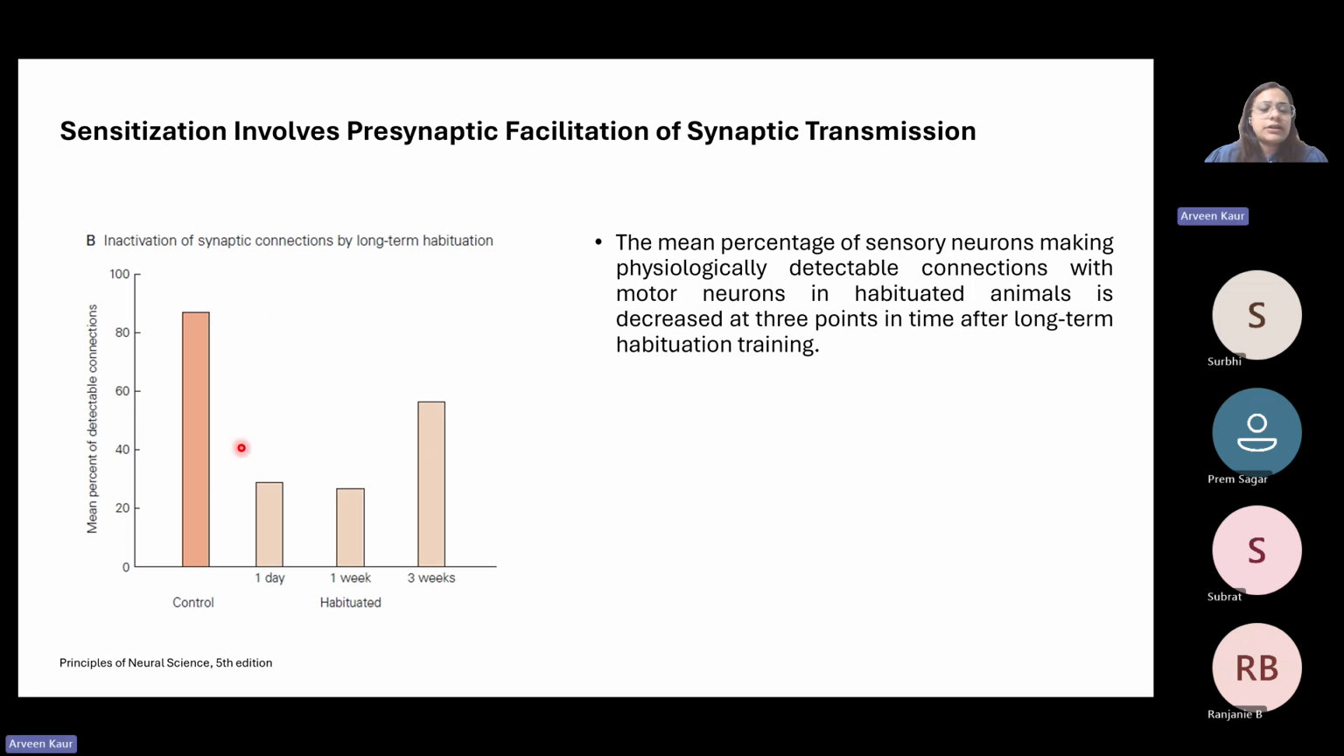Also, in this case, you can see the inactivation of synaptic connections by long-term habituation. So eventually it will go down, right? So that is what it is being habituated to. The mean percentage of sensory neurons making physiologically detectable connections with motor neurons in habituated animals is decreased at 3 points in time after long-term habituation training.